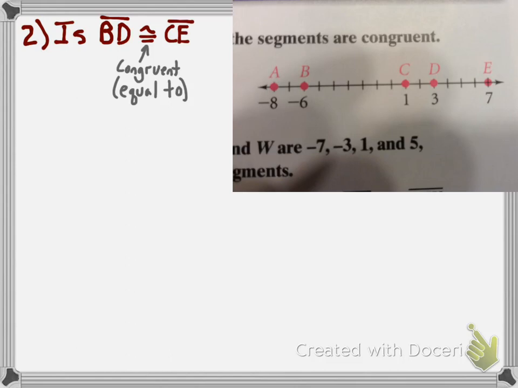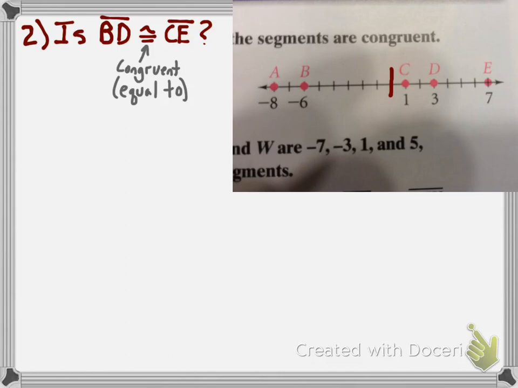Okay, and we're talking about lengths. If we're talking about a line, we're talking about lengths. Is BD congruent to CE? So what we need to know is the length of BD and the length of CE. How do we find the length of BD? Well, if we look right there, the line I just drew on the graph is 0.